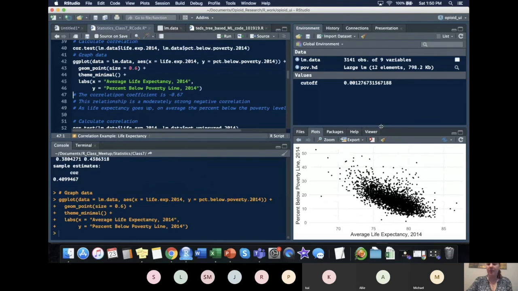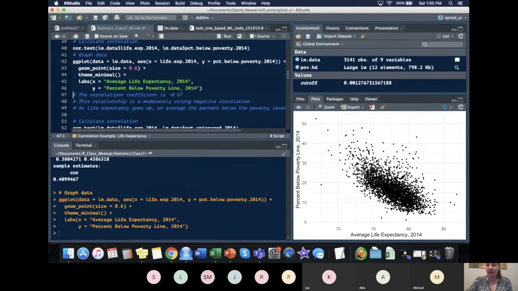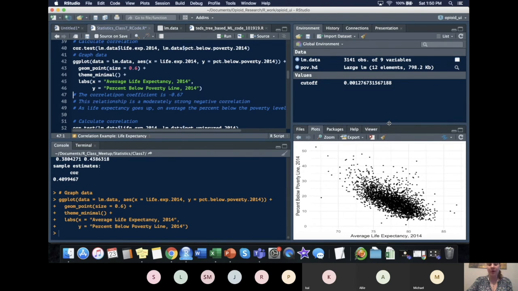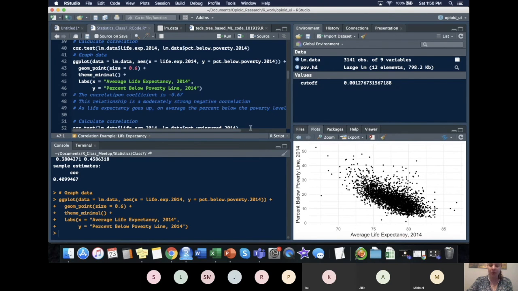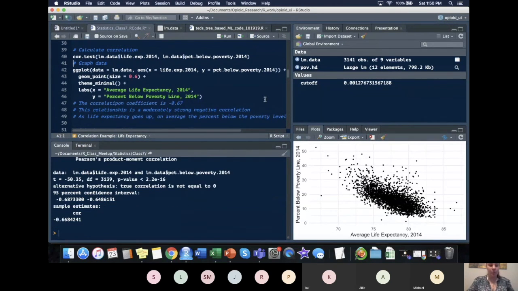Another example. This again looks pretty linear. I would feel comfortable using this. It has heteroscedasticity to some extent, so you would want to maybe use a rank correlation. I would probably run both and see how they differ. Running that correlation test, we're seeing a negative 0.66 correlation between the percent below poverty line and life expectancy.